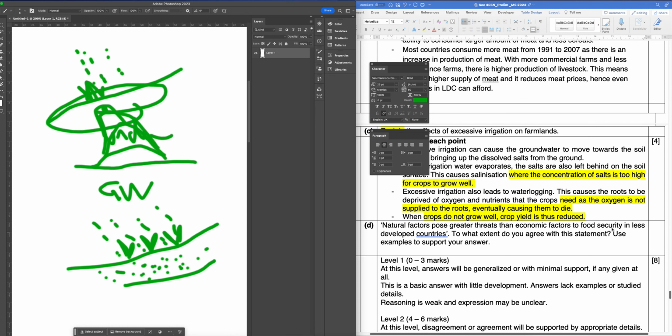So this is the thing you need to take note of. Some of you are not very clear about salinization. Some of you are going to talk about desalination, changing seawater into fresh water. You have missed the point of the question.